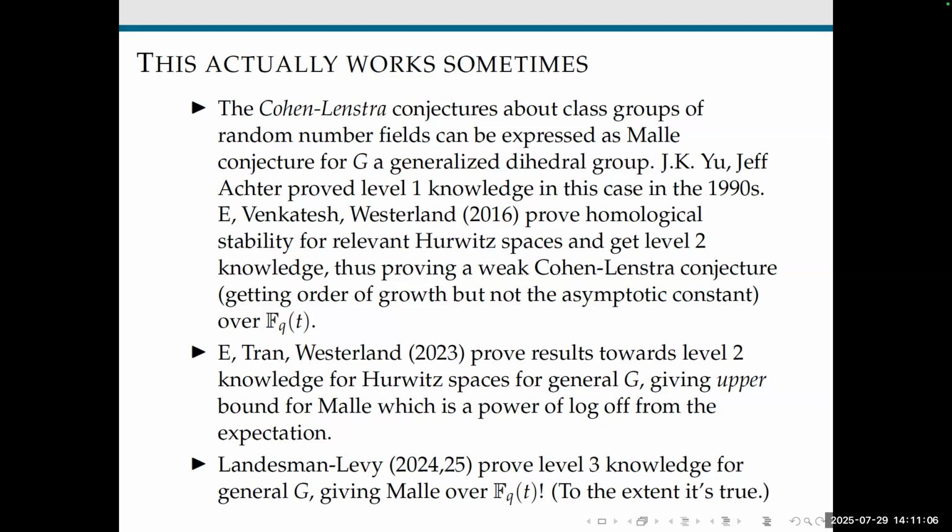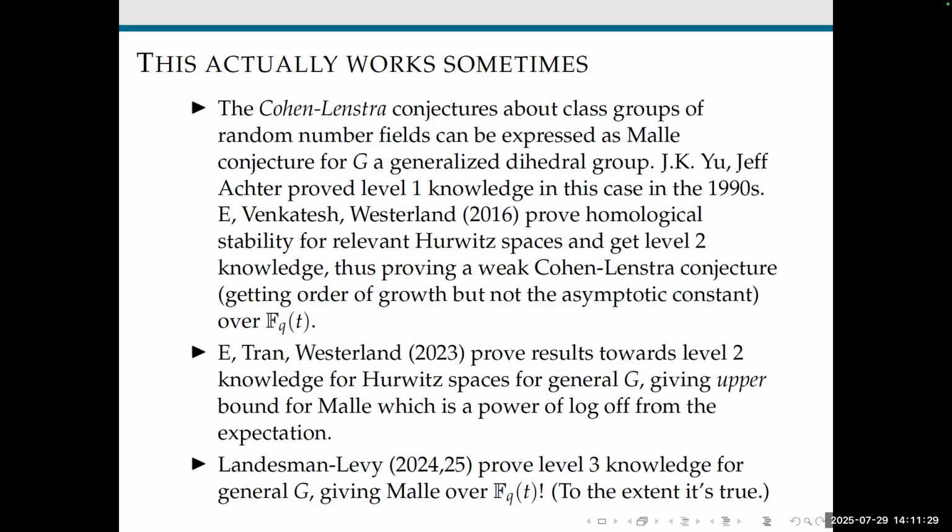I should say that there was already prior art, including by Jeff Achter, who's here, and Zuyi Yu, who proved big monodromy results that get you what's called the level 1 knowledge. And so what happens in the large q limit was already understood. And then what Akshay, Craig and I were able to do was to prove a homological stability result for these Hurwitz spaces. So do you all remember the levels?